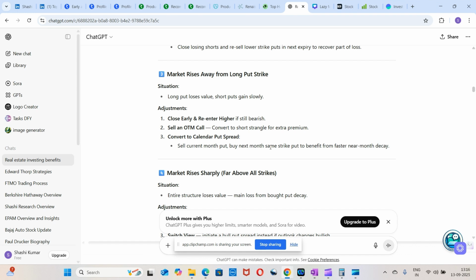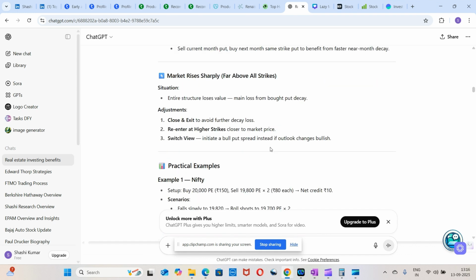If the market rises sharply far above all strikes, then your entire structure loses value. Main loss is from the bought put to decay. Then you close and exit that position to avoid decay loss. You switch your view from bearish to bullish and take a bull put spread, changing your outlook from bearish to bullish. Or if your view is still bearish, re-enter at higher strikes closer to the market price.